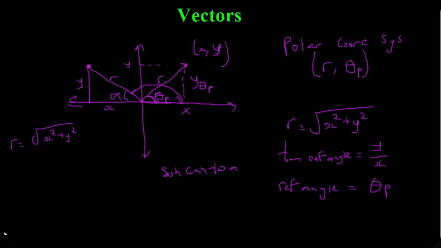So to get my theta polar, I can simply say tan of alpha reference, if alpha is the name given to my angle in the triangle I have in the second quadrant, will simply be equal to y over x. And after getting my alpha reference, I can simply say 180 minus alpha reference must be equal to my polar angle in the second quadrant.